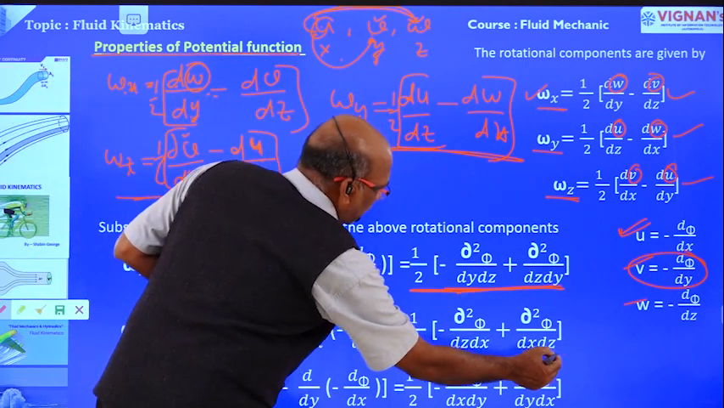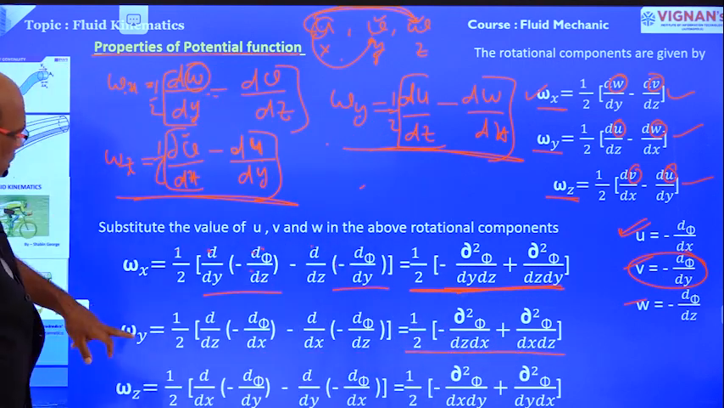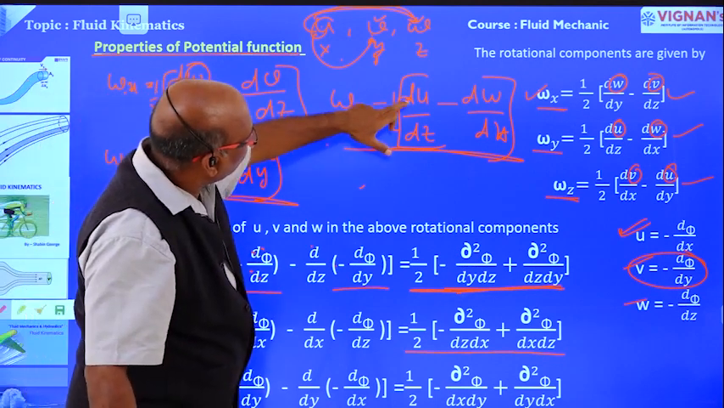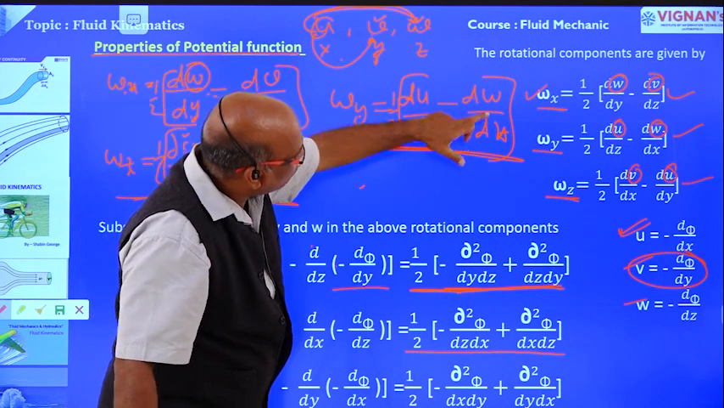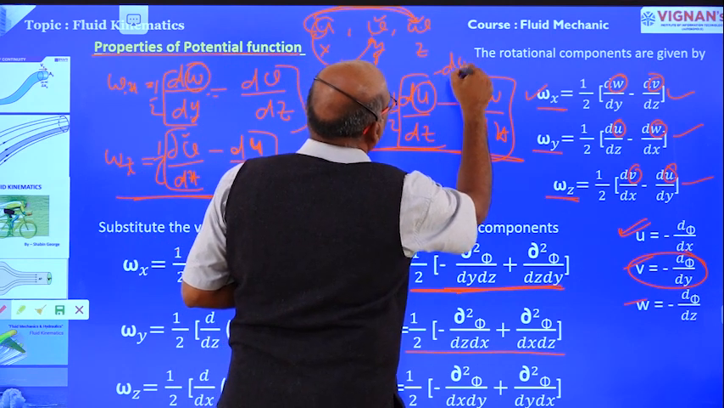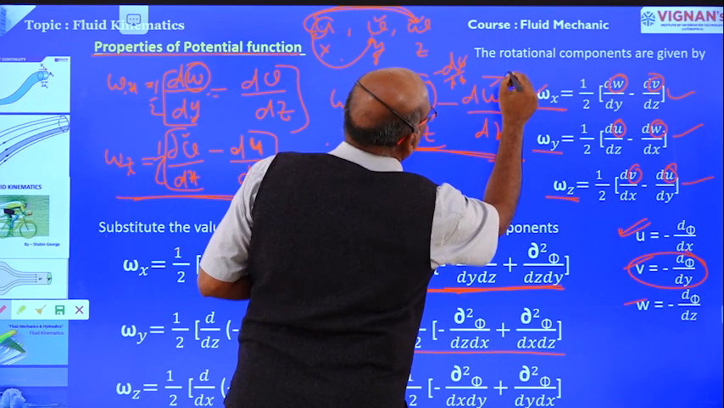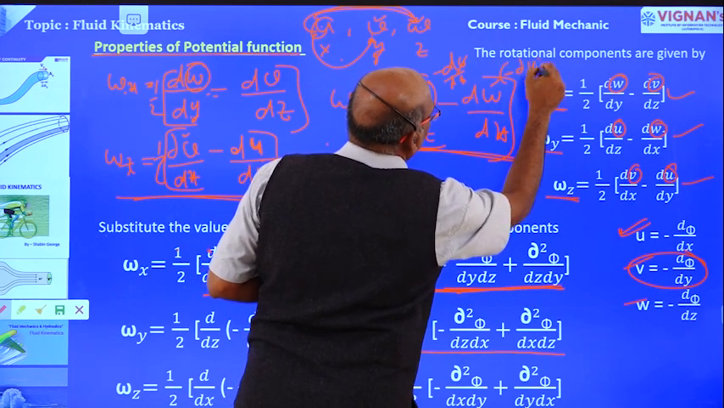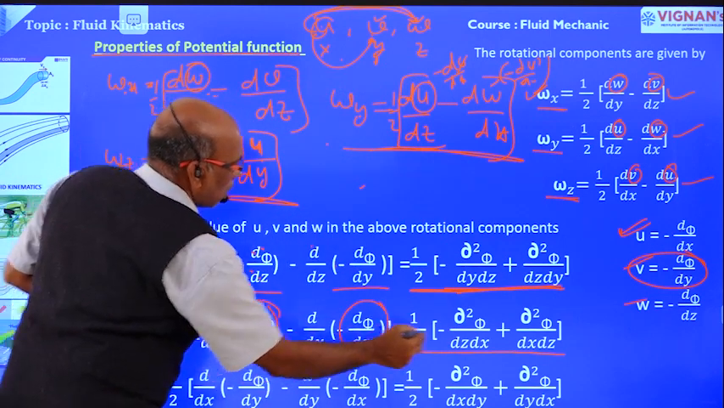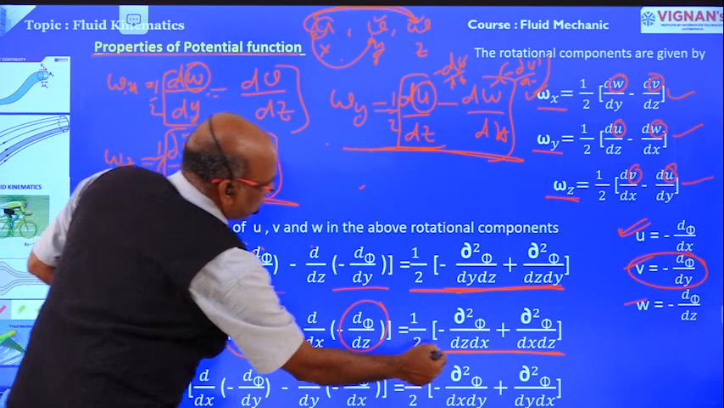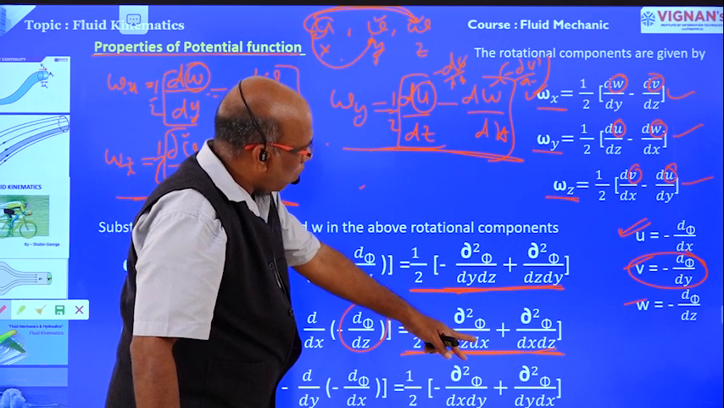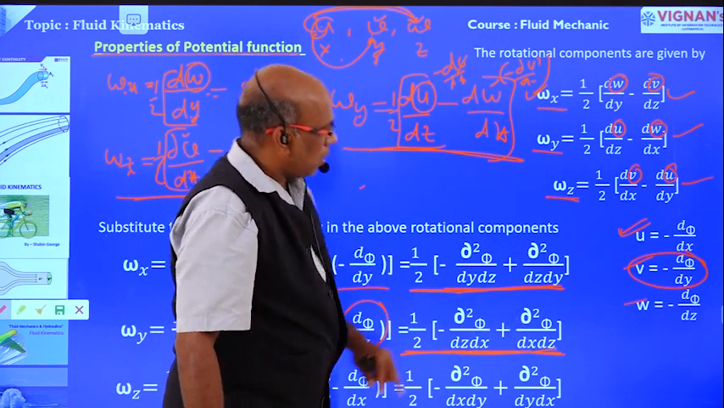Similarly, the rotational component in the y direction is equal to 1/2 (∂u/∂z − ∂w/∂x). In place of u, they have taken −∂φ/∂x, and in place of w, −∂φ/∂z. Finally, the rotational component in the y direction is equal to 1/2 times minus ∂²φ/∂z∂x plus ∂²φ/∂x∂z.